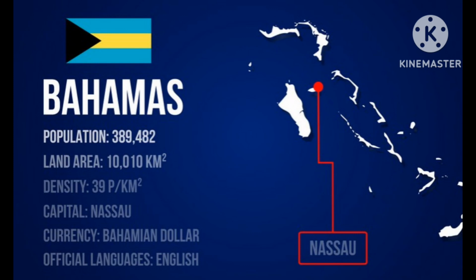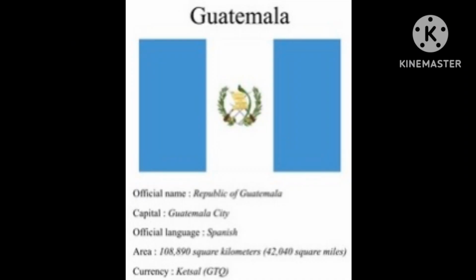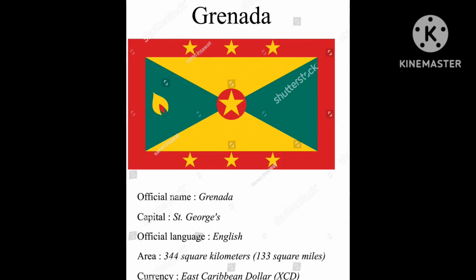The next country is Bahamas. The capital of Bahamas is Nassau, and its currency is the Bahamian dollar. Official language is English. You can also watch the flag of Bahamas on the screen. Okay, the next country is Guatemala. The capital of Guatemala is Guatemala City, and official language is Spanish, and its currency is the Quetzal. You can also watch the flag.